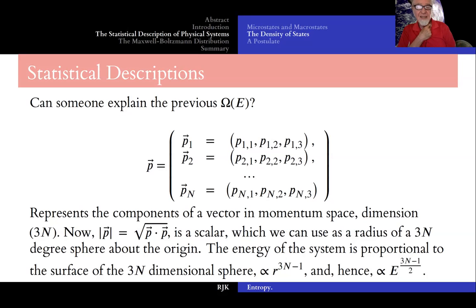Lukowski, did it make sense to you? It kind of does, Bob, but let me go back to the previous slide and see if I understand what you're saying there. Okay.